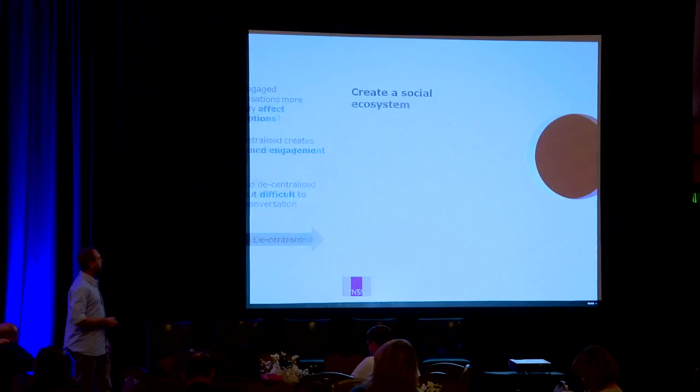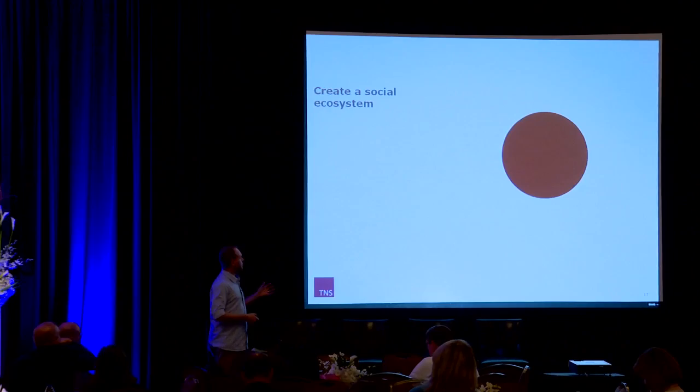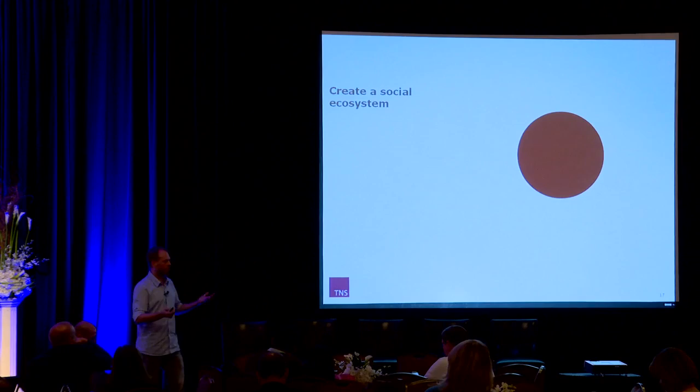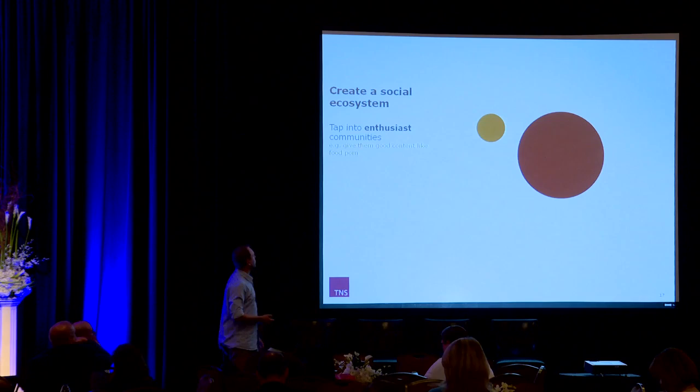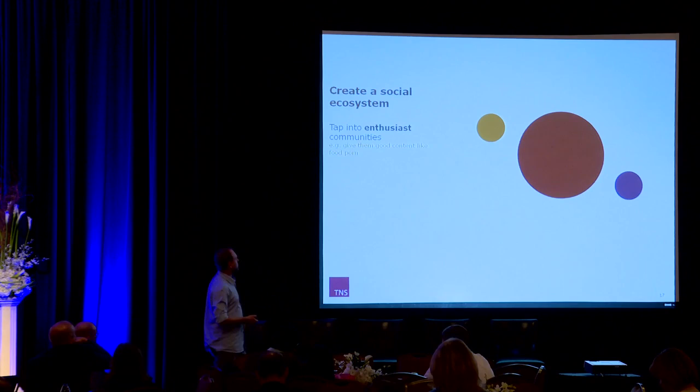But what we've seen the best brands do is create a social ecosystem where they obviously have their brand accounts. Sometimes they have accounts for specific campaigns, for variant brands, sub-brands, charities, causes. They create a whole ecosystem of accounts. And then, very importantly, they knit them together. So they tap into their enthusiast communities.